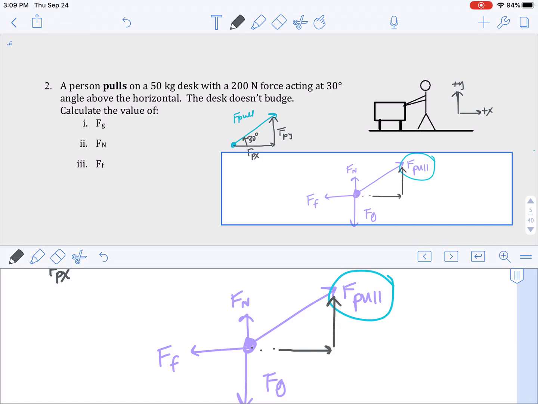I've seen lots of students be successful with it that way, calling it F pull X and F pull Y. And then you can look at your FBD and determine what forces might be equal or sum together to give you another force. And then I'd also probably label this.